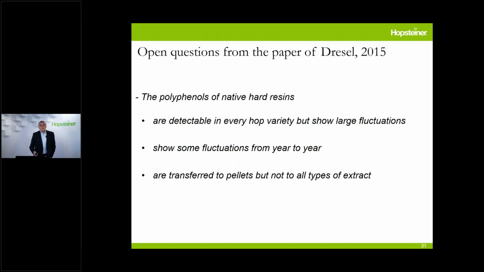So these open questions from the first paper of Dresel are now answered. Dresel himself answered them with regard to them being detectable in every hop variety, but showing large fluctuations. We could give the answer, and you could see that there are some fluctuations from year to year, and Dresel already reported in the paper of 2016 that they are all transferred to pellets, but not to all types of extracts. But this is now the state of knowledge, but these trials were done in lab scale. So it's very important fundamental research.